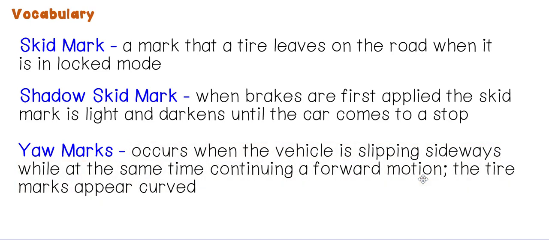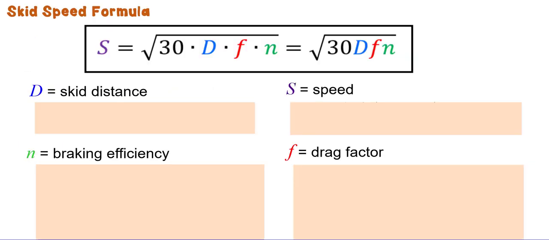And yaw marks, these occur when the vehicle is slipping sideways while at the same time continuing a forward motion. So the tire marks appear curved on those. So there's two types of way of getting data. The first one we're going to look at is the skid speed formula, and that is S equals the square root of 30 times D times F times N.